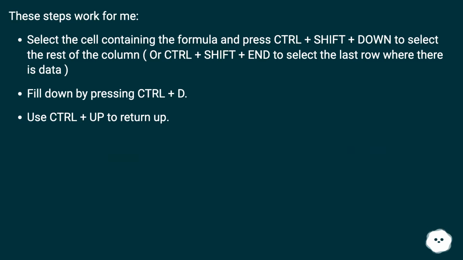These steps work for me. Select the cell containing the formula and press Ctrl plus Shift plus down to select the rest of the column, or Ctrl plus Shift plus N to select the last row where there is data. Fill down by pressing Ctrl plus D. Use Ctrl plus up to return up.